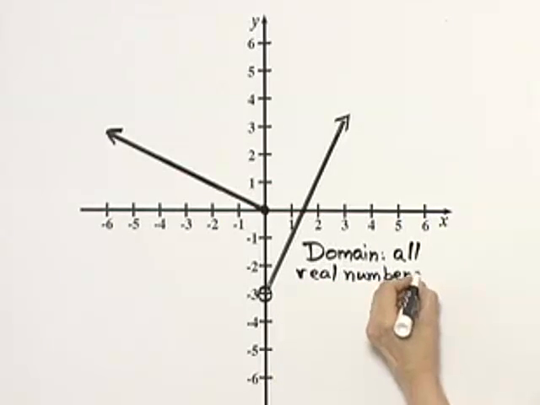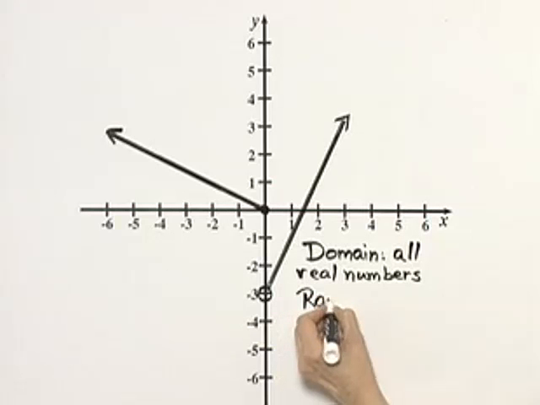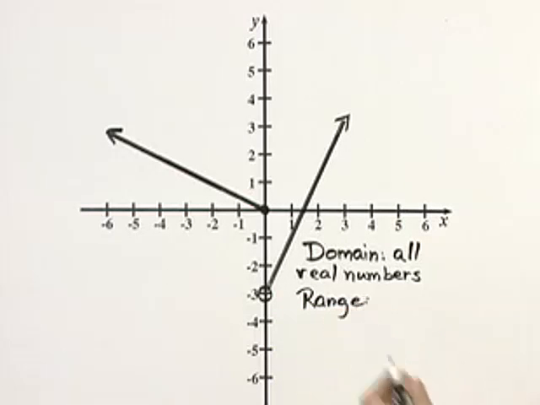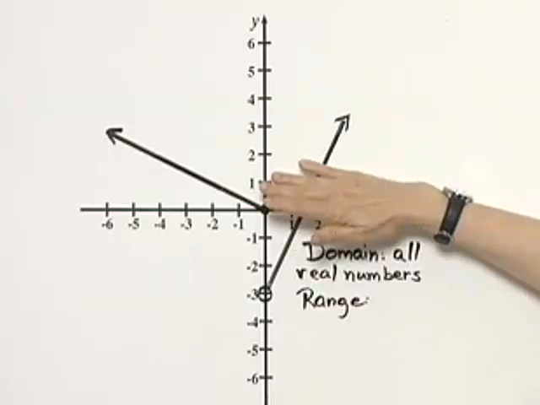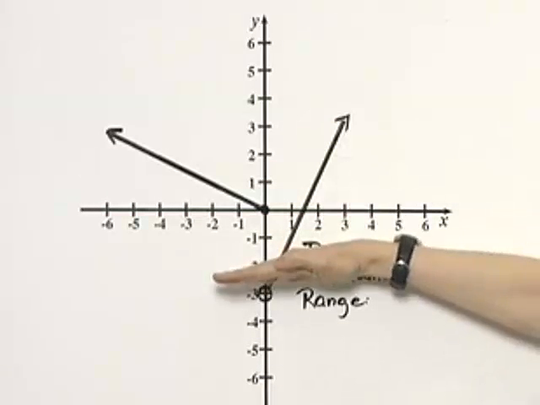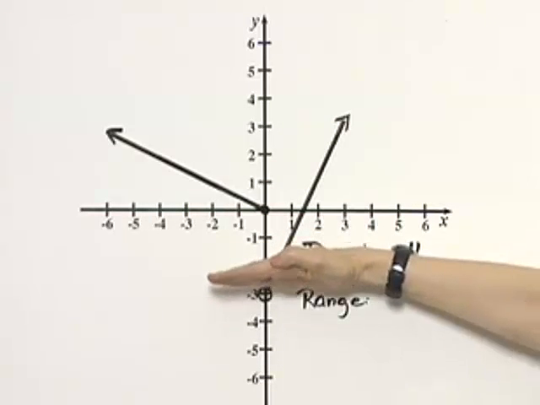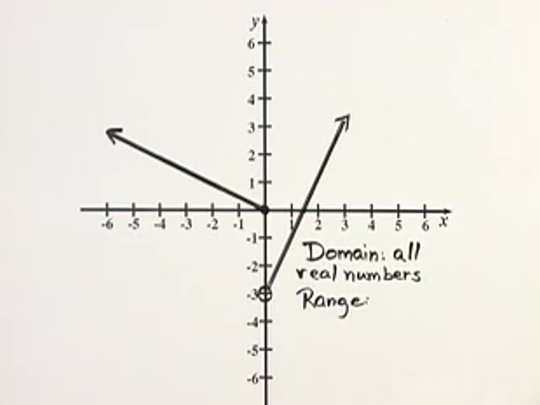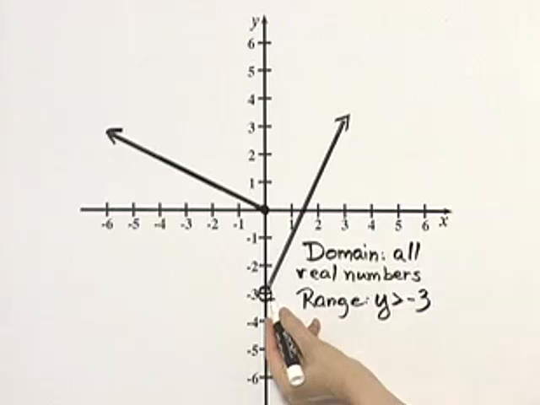And let's look at range. What does range mean? Range has to do with y values. How far down, how far up. Notice the y values do not extend below -3. So for range, we have the y values are always greater than, and not equal to, but greater than -3.